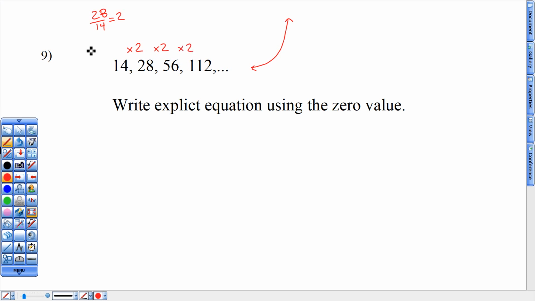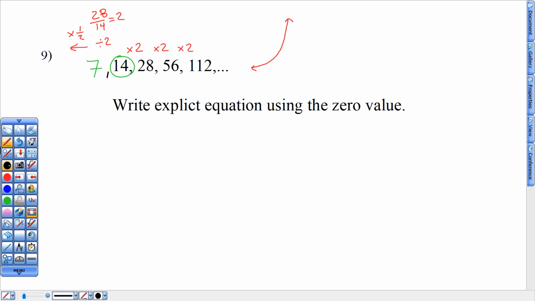If I'm going to the left on the pattern for this sequence, the opposite of timesing by 2 is dividing by 2. What am I dividing by 2? This 14 right here. So dividing by 2, which of course is the same as timesing by 1/2. Taking that 14, dividing by 2 gives me 7. That's the number I'm looking for. That's the number before 14. 7 times 2 is 14. Times 2 is 28. 28 divided by 2 is 14. 14 divided by 2 is 7.